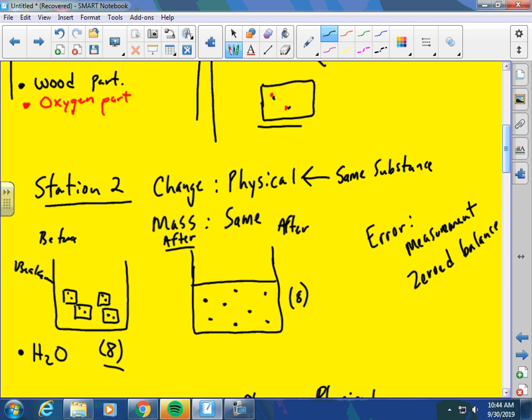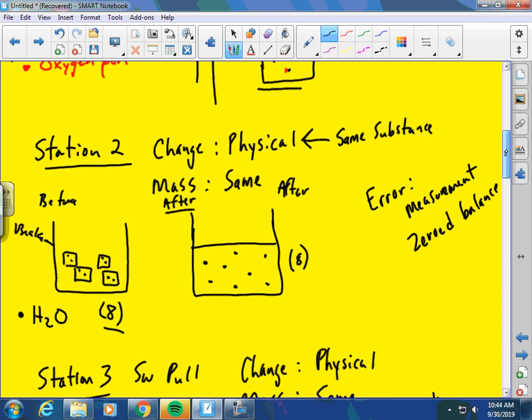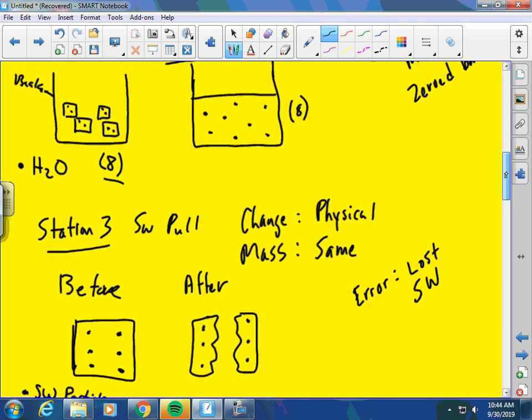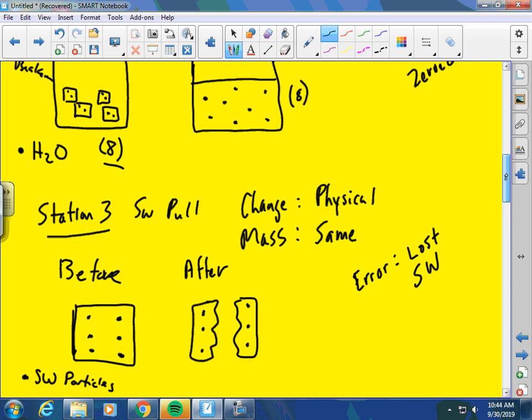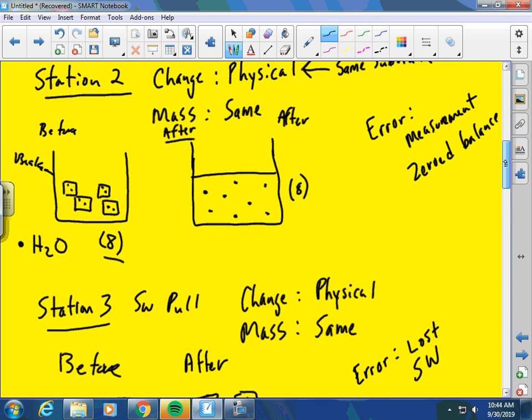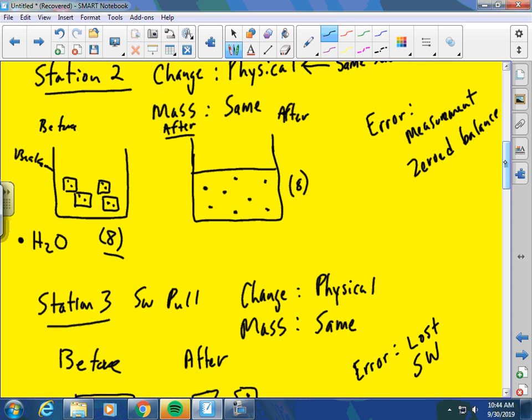I think our class data showed that on the steel wool pull apart that the mass decreased. But I think that was an error. It should have stayed the same. Okay, so yeah, we had some different measurements. I noticed some groups zeroed it when they got there, and it might have made some changes. I don't know.